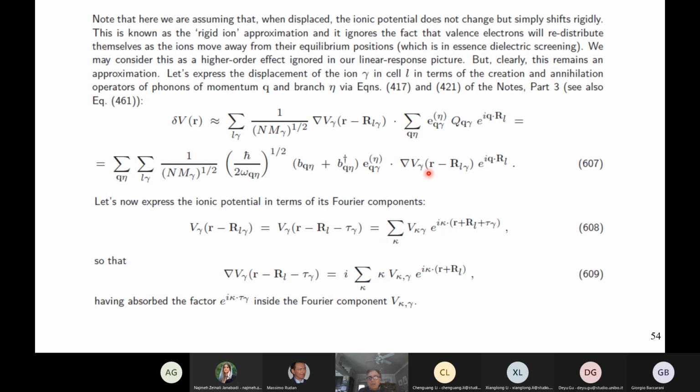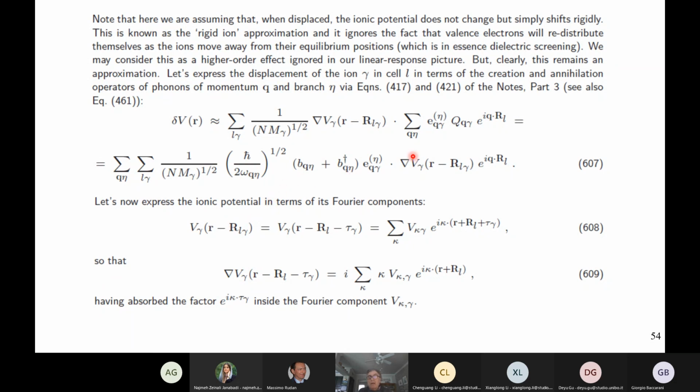Okay, so this is, in its full glory, the expression that I have. This factor is, you remember, I stressed it more than once, the scale of the system. It is the magnitude of the displacement of ion L gamma in the presence of a phonon with momentum Q at branch eta. And this is what comes out from the canonical commutation rules of the b and b dagger. So that's the importance of those canonical commutation rules. They tell us the strength of the interaction between electrons and phonons, among other things. So not a trivial consequence of that.